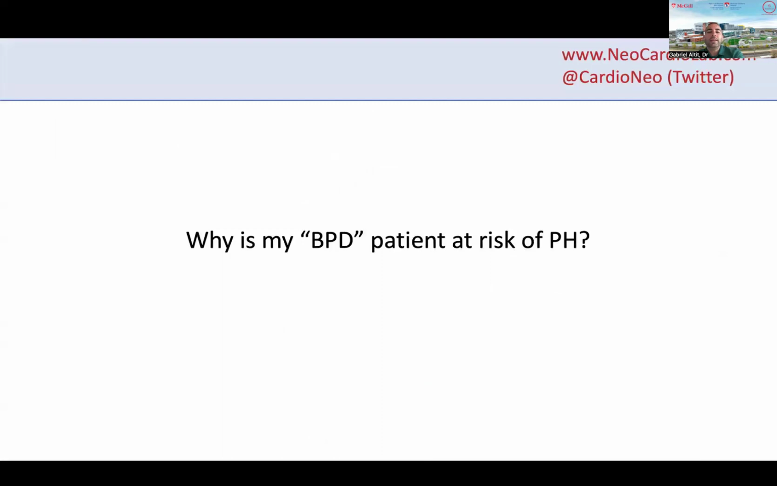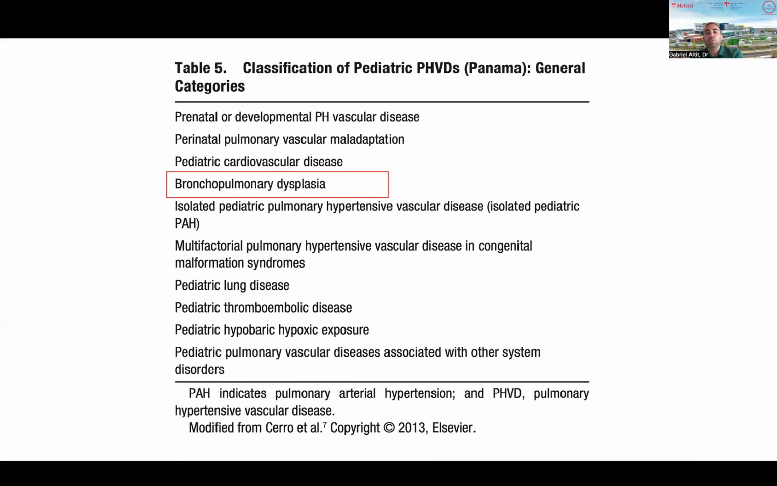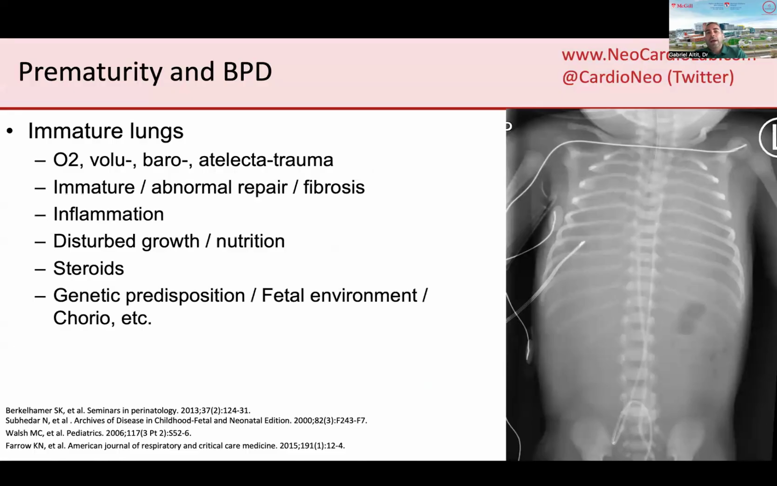And so we said, why is BPD affected by pulmonary hypertension? If you look at the older classification, it was its own category in the pediatric pulmonary hypertension system. And so why? Well, because prematurity has immature lungs. They're exposed to many injuries of the lungs, whether intrinsic or genetic predisposition or fetal environment, or everything that we do to keep these patients alive.